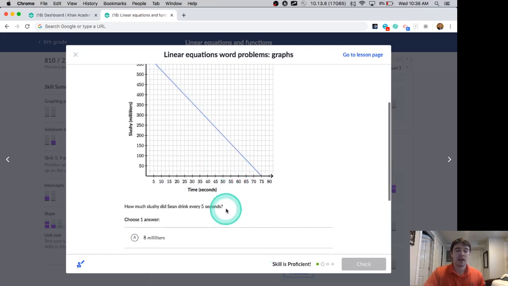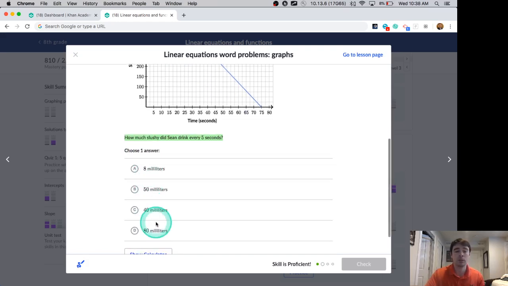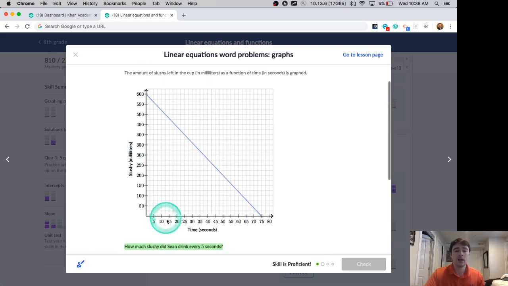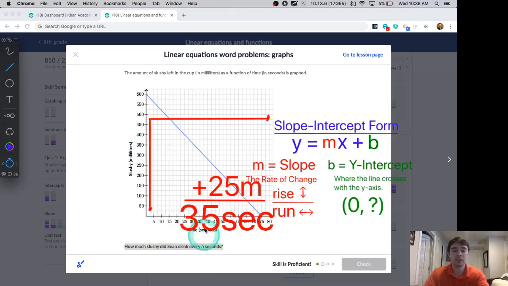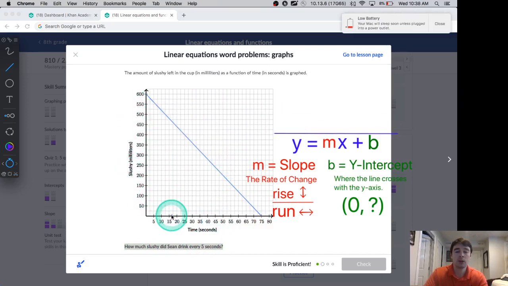The question that they ask us about this whole scenario, they say, how much slushie did Sean drink every 5 seconds? And we see some of our answer choices here are all in millimeters. So if they're asking me how much slushie does Sean drink every 5 seconds, I know they're really asking me about the speed of his slushie drinking. Let me get the notes from last problem out of the way. And if they're asking me about the speed or how quickly he's drinking slushie every 5 seconds, I know if I find slope, that'll tell me his slushie speed per second, and that can help me answer this question.